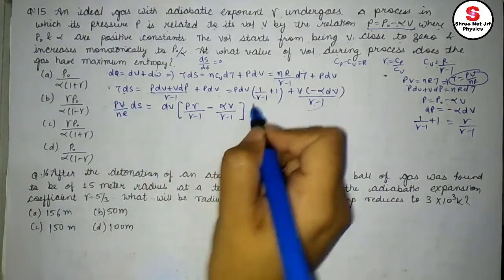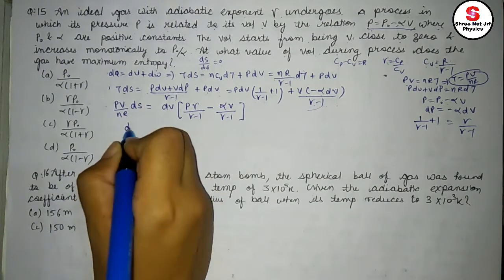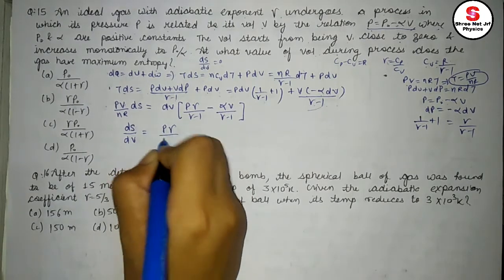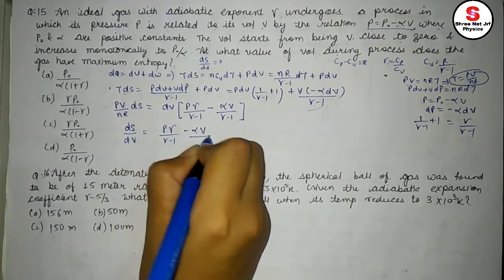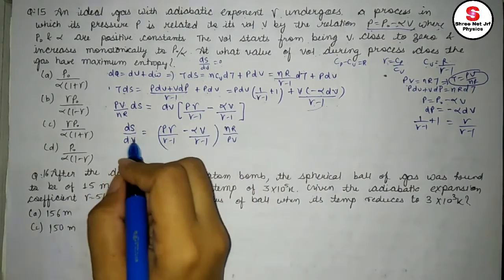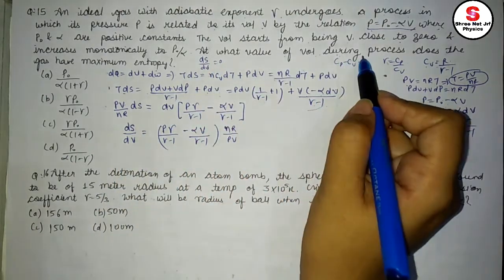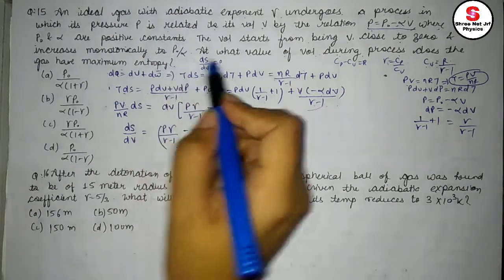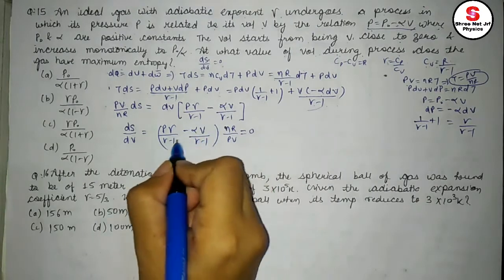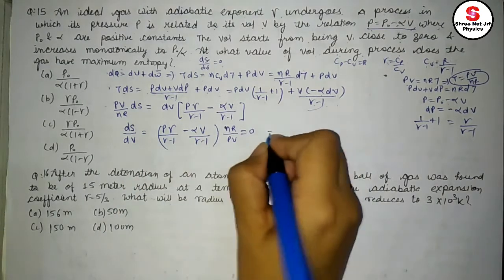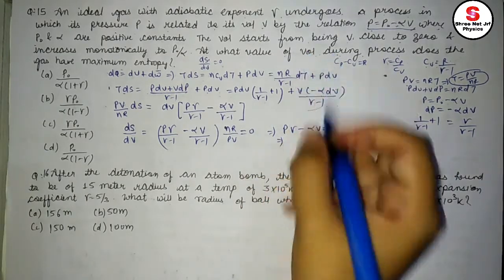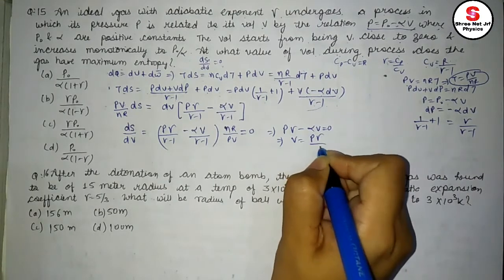If I send the denominator dV to this side, dS by dV is equal to P gamma divided by gamma minus 1 minus alpha V divided by gamma minus 1, multiplied by nR by PV. Now we need to find at what value of volume during the process the gas has maximum entropy. That means I need dS by dV equals 0. So P gamma minus alpha V equals 0. This implies volume V equals P gamma divided by alpha.